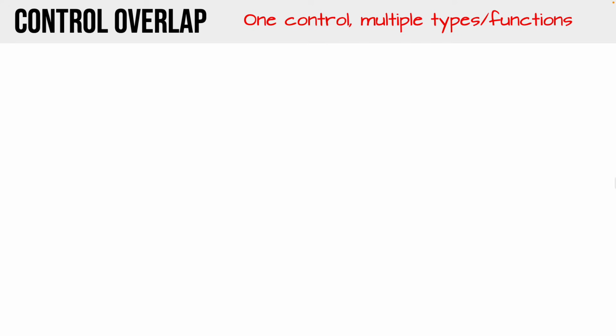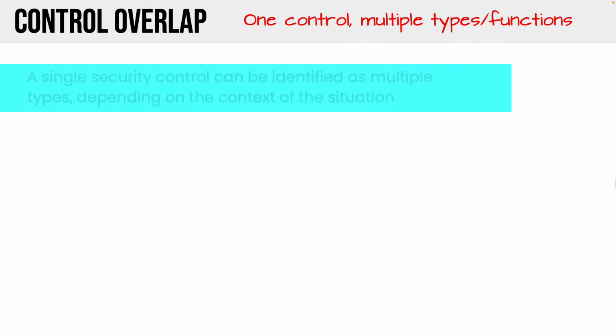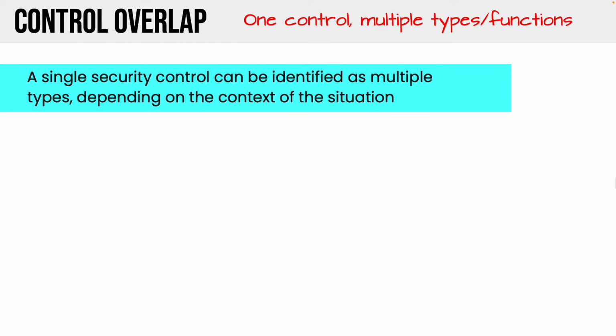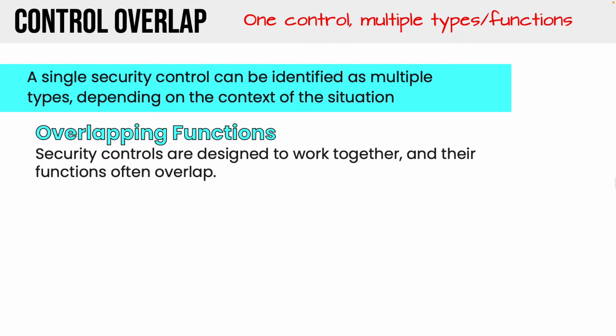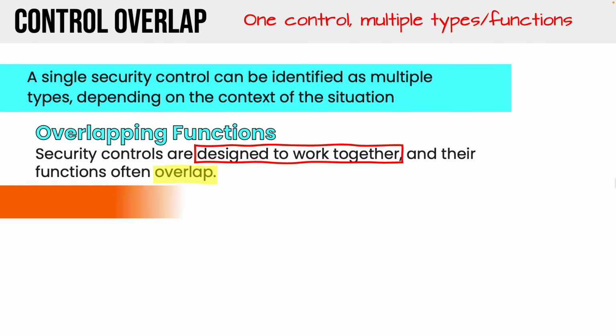It's a reality that one control can serve in multiple roles, multiple types. That single control can be identified as a different type depending on the context of the situation. Basically, controls are designed to work together, and their functions do often overlap.